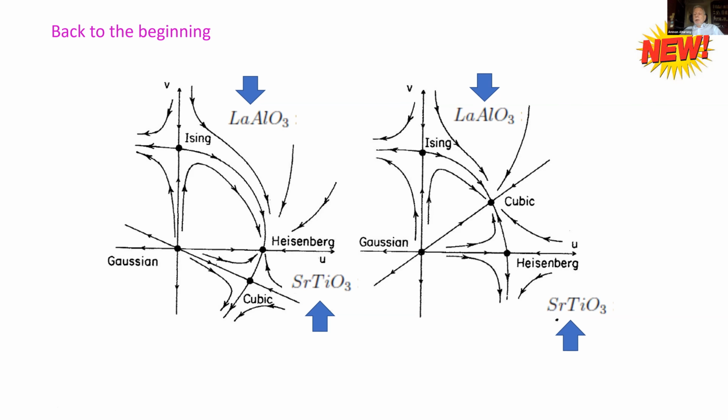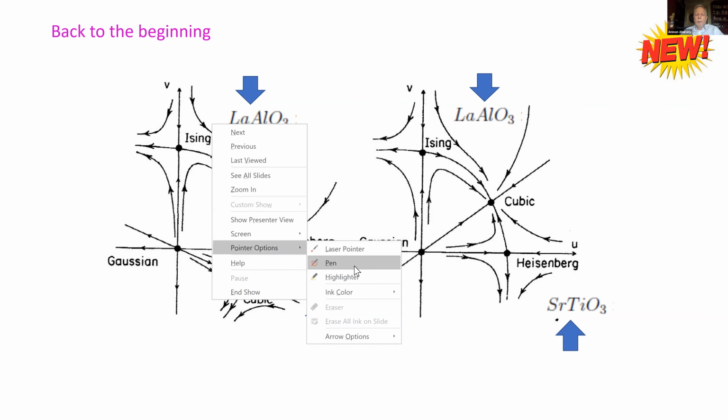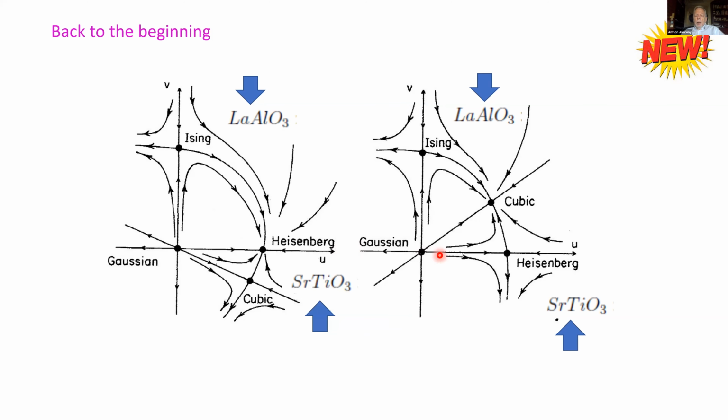So what will happen to the strontium titanate initial point is that it may first flow close to the Heisenberg fixed point, because maybe the exponent showing the correction, the Heisenberg exponent, U is an irrelevant variable near the Heisenberg fixed point. Sorry, I don't see my pointer. Okay, so the Heisenberg fixed point is stable under U.